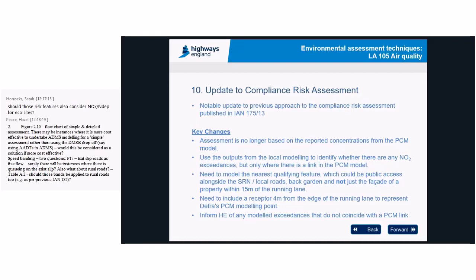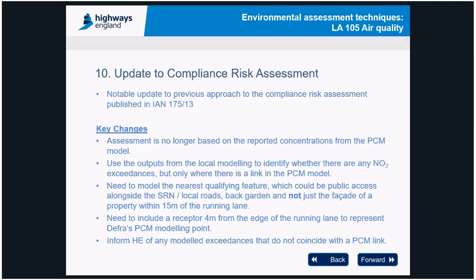But some of the notable key changes is that we're no longer basing it solely on the outputs from the PCM model, but actually we're now basing it on the outputs from our air quality modelling work. And this is very much in line with guidance that JAQU have issued to those local authorities that have been asked to bring forward plans to help support national compliance. And similarly, work that Highways England is doing elsewhere on its network to support government's plans in this space.